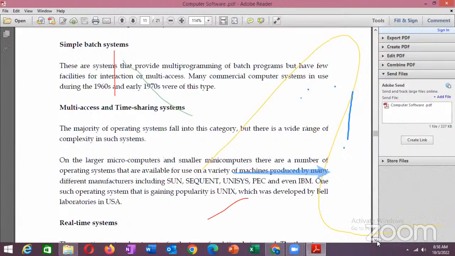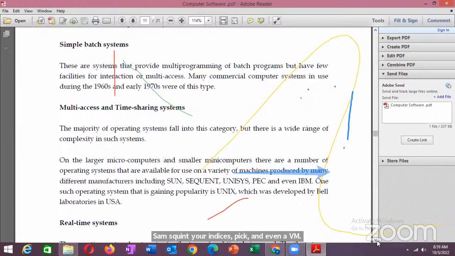So we have the multi-access and time sharing systems. The majority of operating systems fall into this category, but there is a wide range of complexity in these systems. On the larger microcomputers and smaller minicomputers, there are a number of operating systems that are available for use on a variety of machines produced by many different manufacturers. These are the manufacturers: Sun, Sequent, Unisys, DEC, and even IBM.